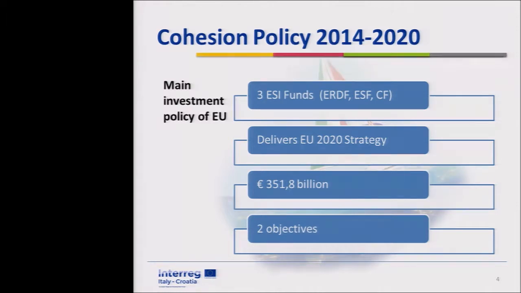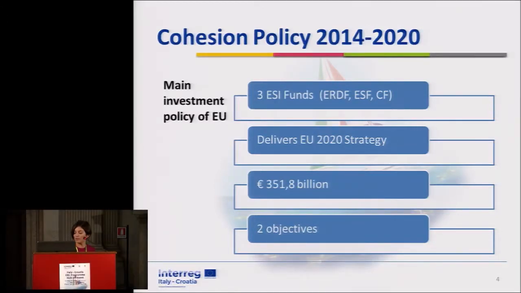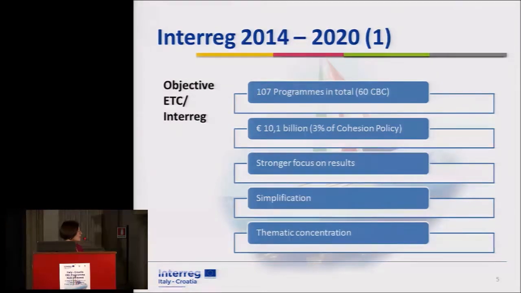The fundamental context we need to start from, as you heard also yesterday, is the Cohesion Policy 2014-2020. As you know, this is, I would say, the main investment policy of the EU. It is composed of three European Structural and Investment Funds, ERDF, ESF, and CF, and it contributes to the delivery of the EU 2020 strategy goals, like other Union policies. The budget of the cohesion policy is around 250 billion, and it has two main objectives. One of these objectives is the European territorial cooperation.